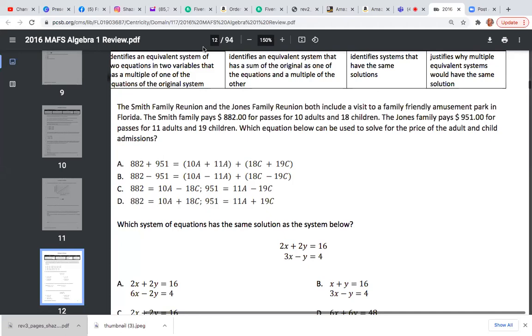Because it doesn't make sense to me because of 882 minus 10A minus 18C. It doesn't make sense at all to me. No, you're absolutely right. It doesn't make sense. So let's get rid of that.